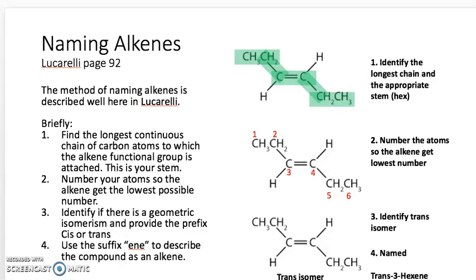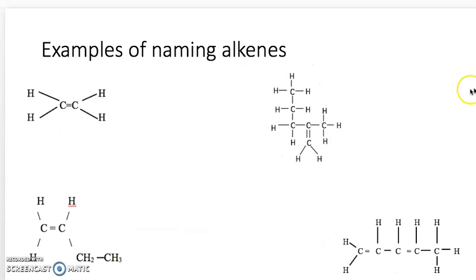Let's look at some other examples. The first one is very easy. We just count the number of carbons. There are only 2, so it gets the stem eth for 2. And it's a double bond there, so it's ethene. We don't have any structural isomerism, so we just call this ethene. You could call it 1-ethene, but when there's only 2 carbons, the position of the double bond is implied, so you don't need to do that.